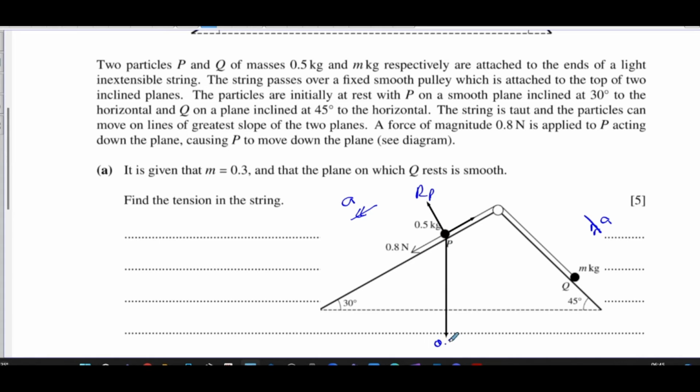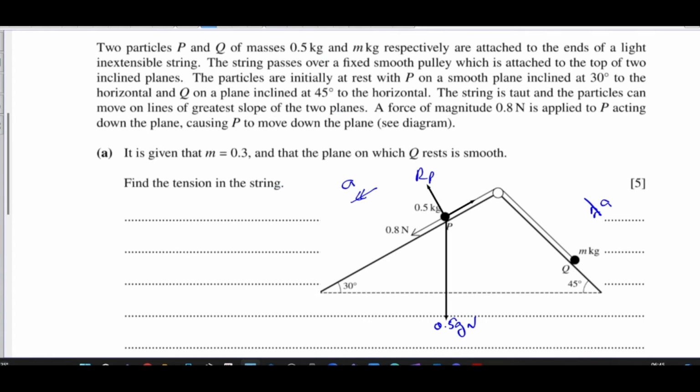This is 0.5g newtons. In fact, what I'll do is write this as 5 newtons because we know g is going to be 10. So I'm going to write this as 5 newtons. Make this a bit shorter. Okay, so this is 5 newtons. Those are the forces acting on P.